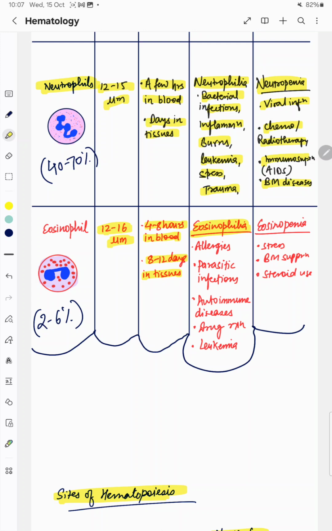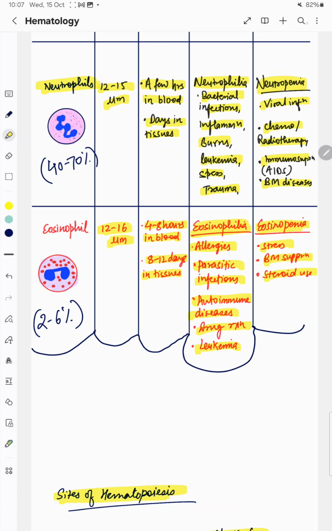Eosinophilia is the condition for increased eosinophil count, and eosinopenia is the condition associated with decreased eosinophil count. Eosinophilia is seen in allergic reaction, parasitic infection, certain autoimmune diseases, drug reaction and leukemias. Eosinopenia is seen in stress, bone marrow suppression and steroid use.